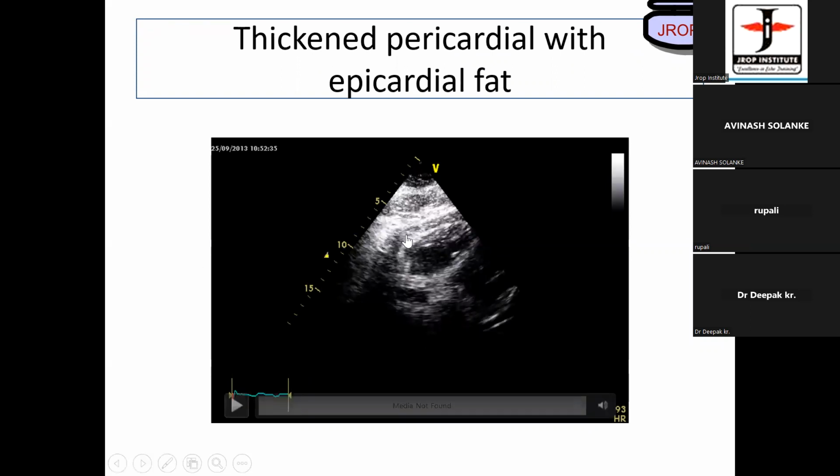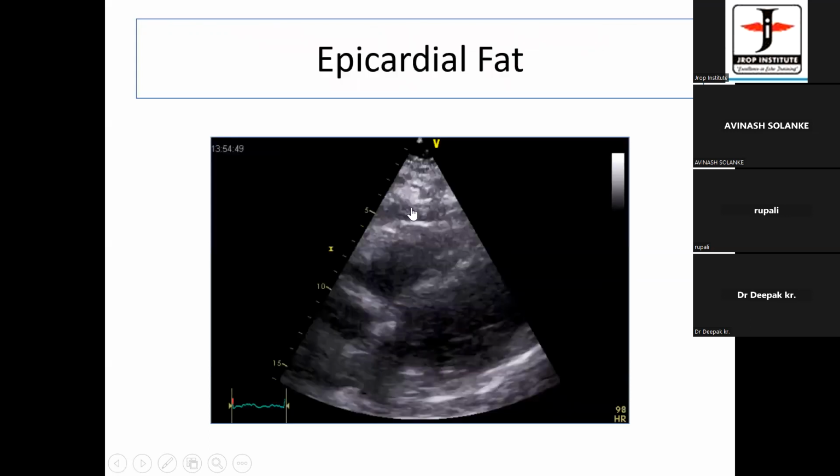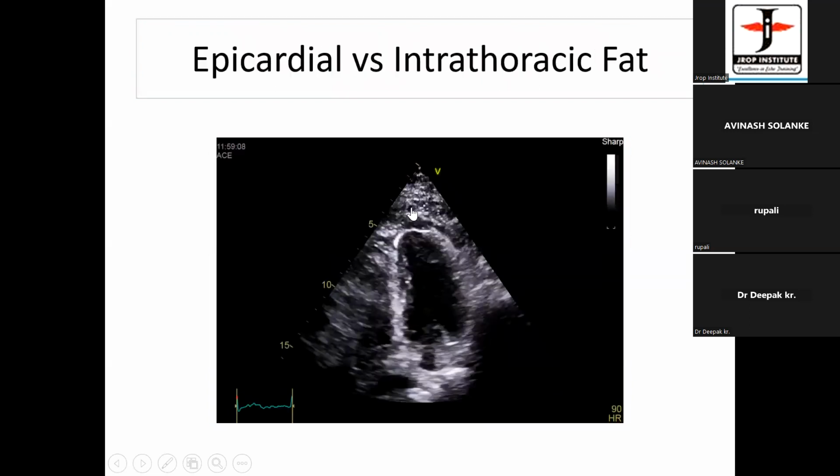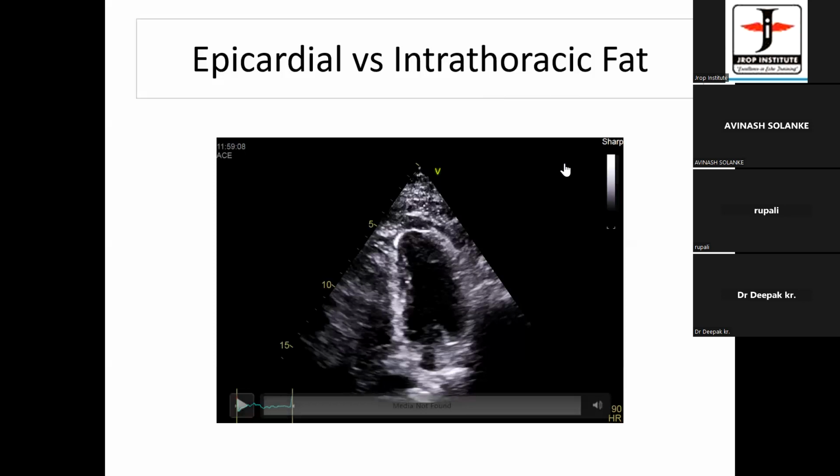And this is organized fat in the pericardium, which is known as epicardial fat, and this is intrathoracic fat, which is present outside the pericardium. We can see them not only in the subcostal window, but also in the apical four-chamber view. Here is an apical four-chamber view. This is in between the two pericardial layers, and this is outside the pericardial space. That's what we look at when we do an echocardiography in day-to-day practice.